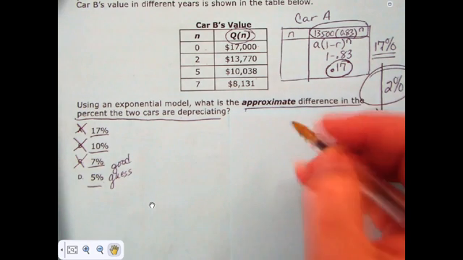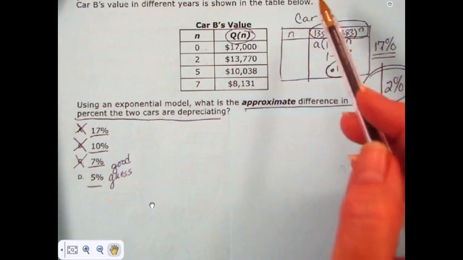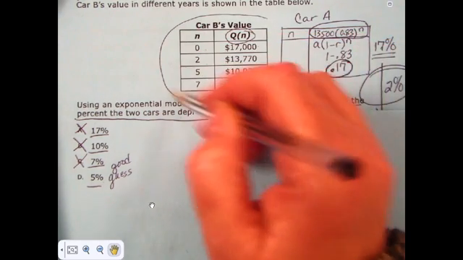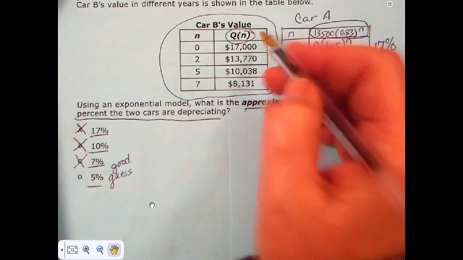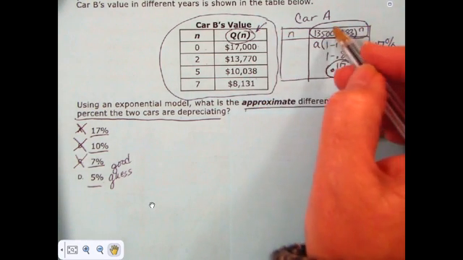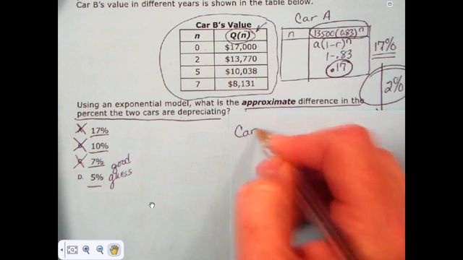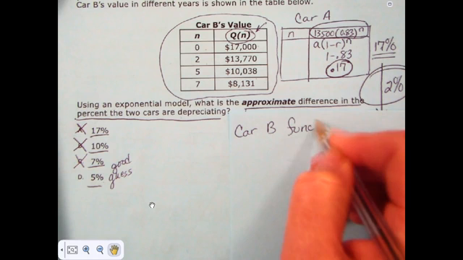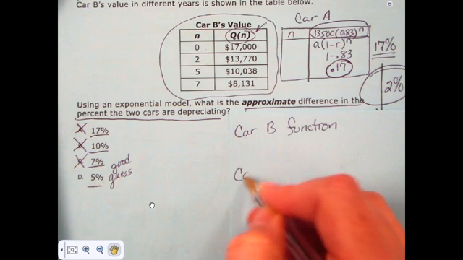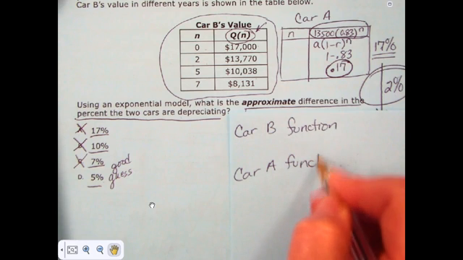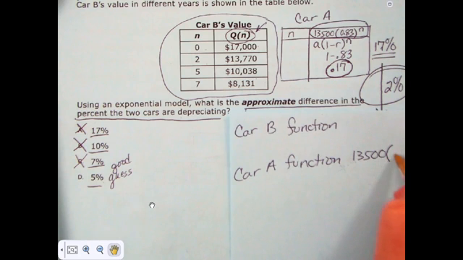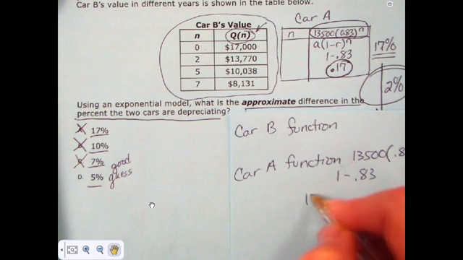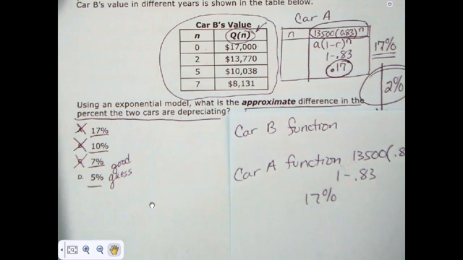So to be sure, what we could do is recall that we can use our calculator to create an exponential regression formula, or we can make the particular function for car B. What is car B's function? And we can use our calculator to do that. We've already got car A's function. And when we have the function, it's very easy to find the depreciation. We started off with 13.5. We have 0.83 to the n power. So 1 minus 0.83, or 17% depreciation, is what we have for car A.